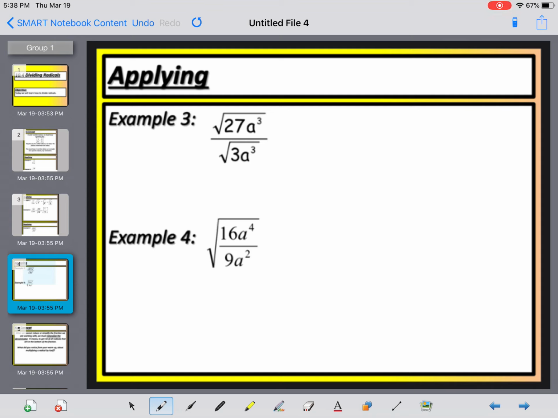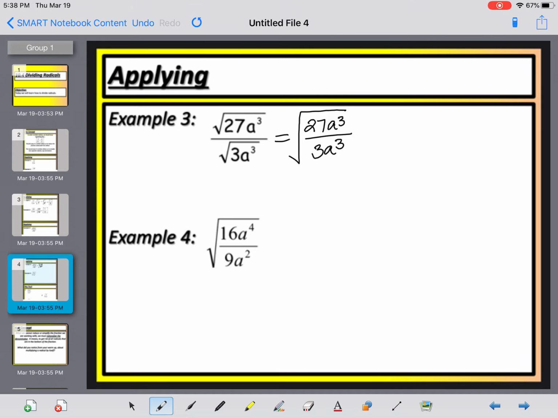Let's make things a little bit more complicated, okay? And let's put some variables in. Okay, I'm looking at example number 3. They're in separate square roots, but I noticed 27 and 3, I could definitely try and reduce that, and an a cubed and an a cubed, I could definitely do something there. So I'm going to want to put those back together underneath one square root so that I can first simplify the fraction.